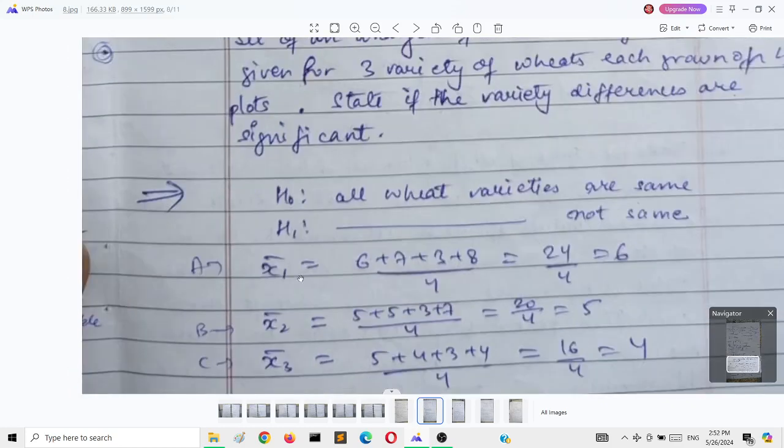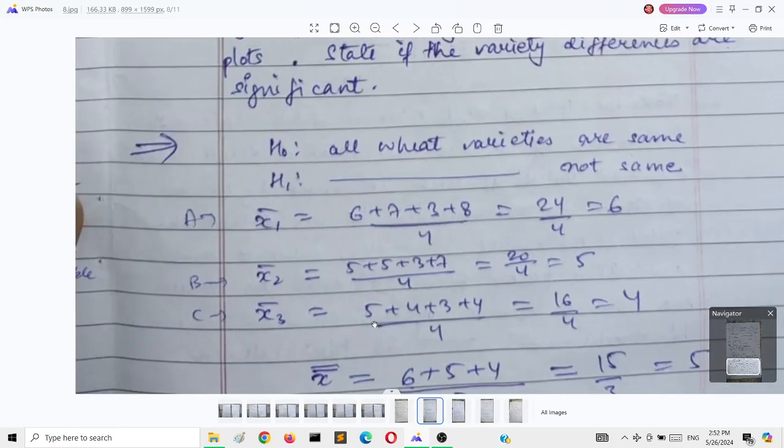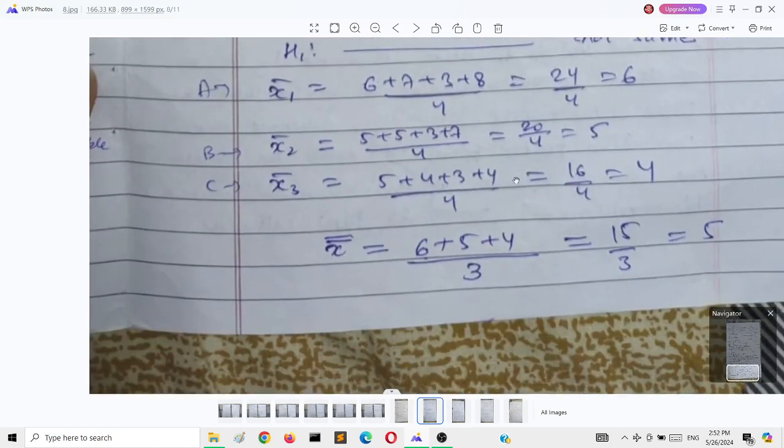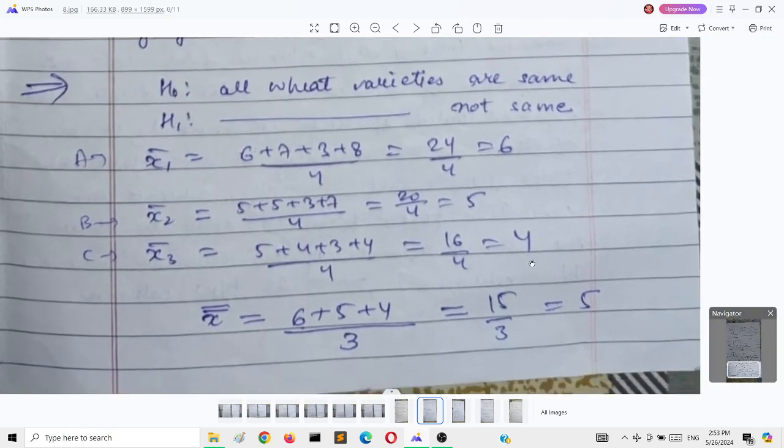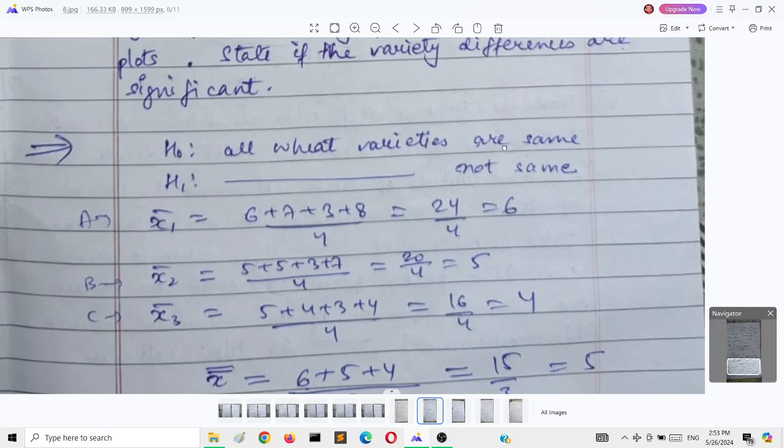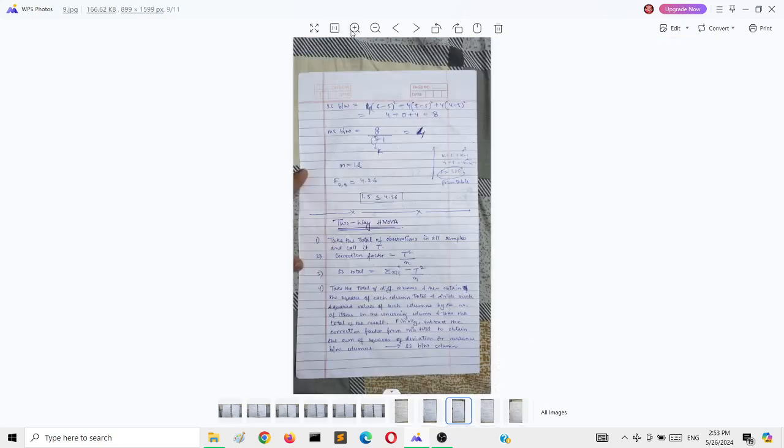That is, x1 for all plots of land added, divided by 4, is equal to 6. x2, all added, divided by 4 is actually 5, and x3, all added up, divided by 4 comes out to be 4. Then we will calculate the average of all of these wheat means, that is 6 plus 5 plus 4 divided by 3. That is 15 by 3, which comes out to be 5. Now you can easily calculate the SS between.